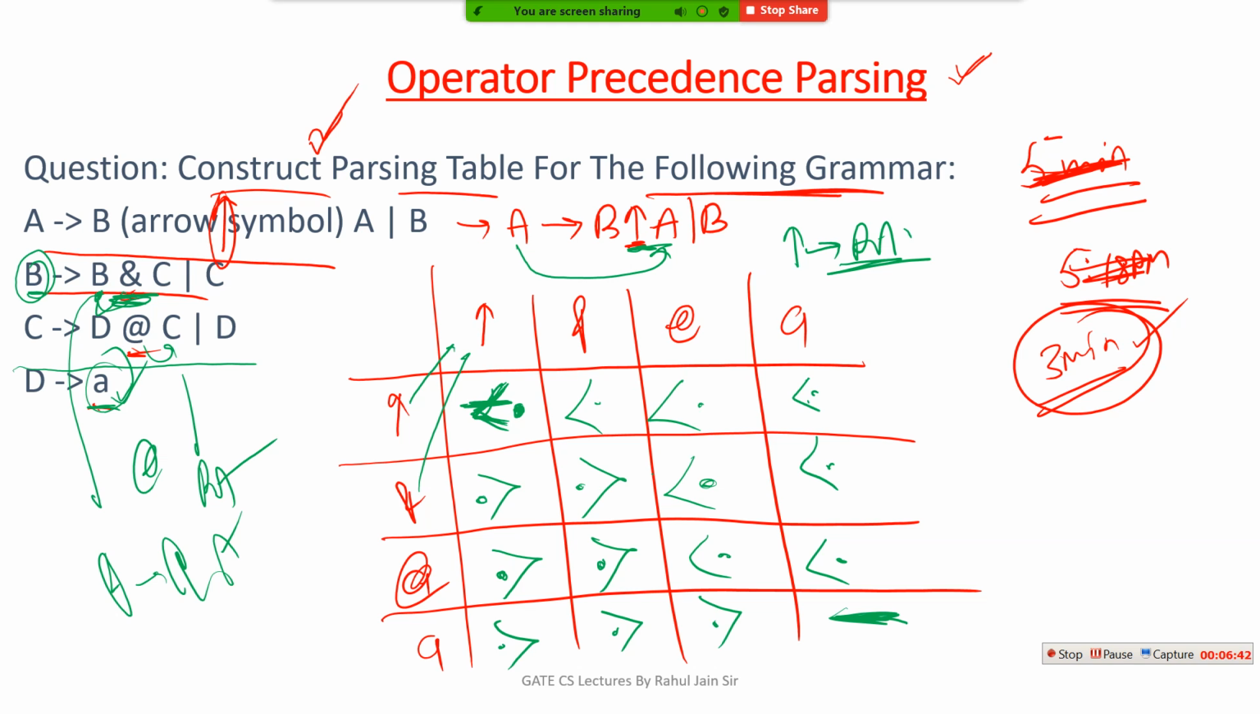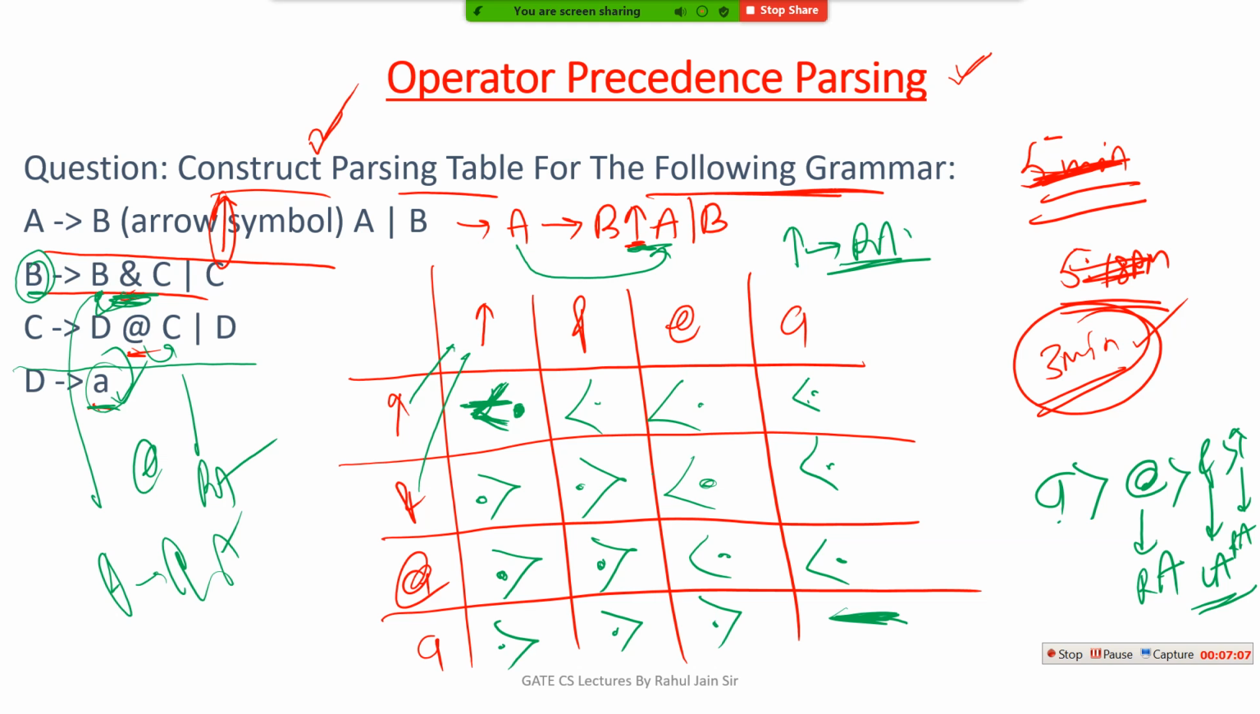So guys, this is the operator precedence table: the precedence of A is greater than at the rate, which is greater than ampersand, which is greater than arrow. A doesn't have any associativity, at the rate is right associative, ampersand is left associative, and arrow is right associative. So guys, is it clear?